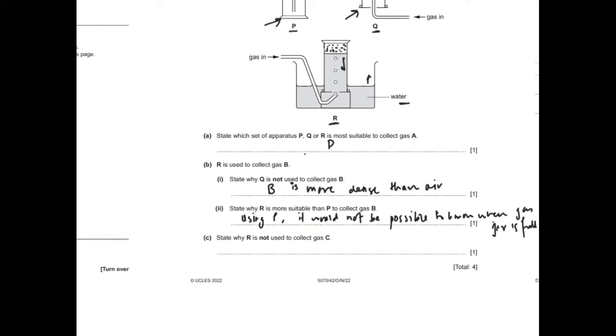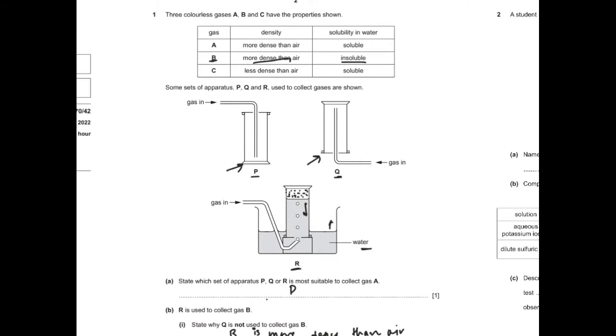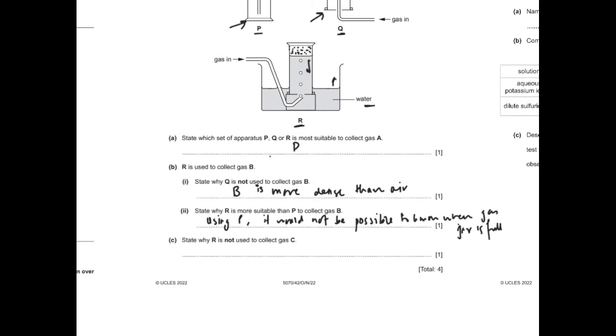So state why R is not used to collect gas C. Why is R not used to collect gas C? Because gas C is soluble in water. Write full sentences. Do not skip from one sentence to another.